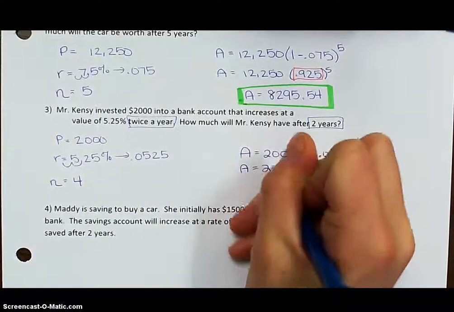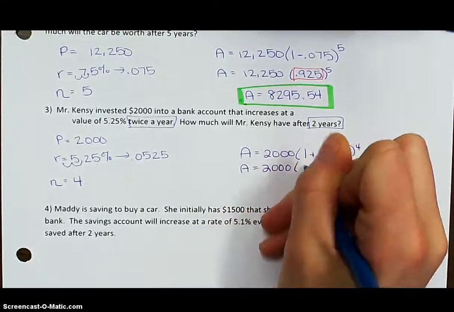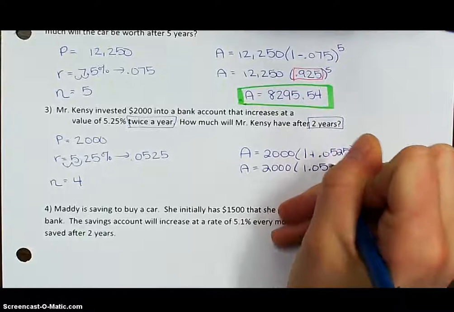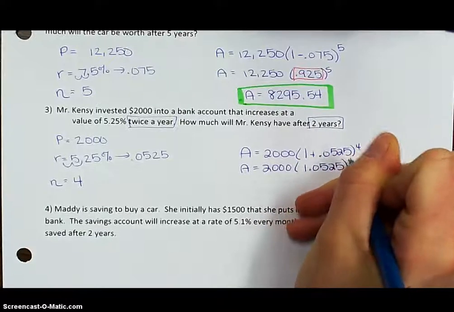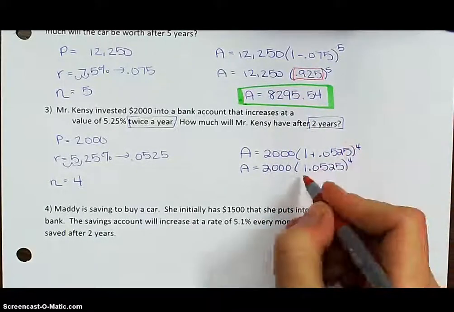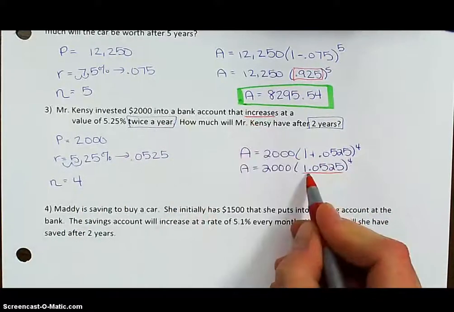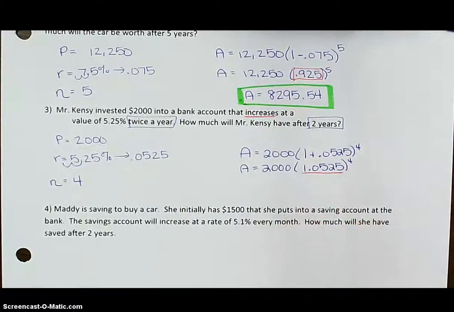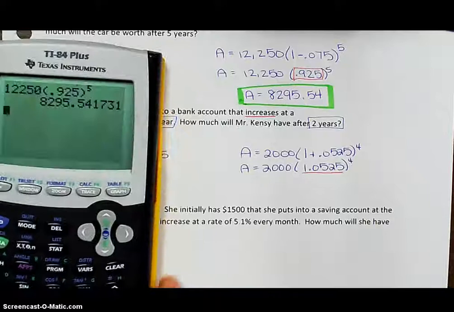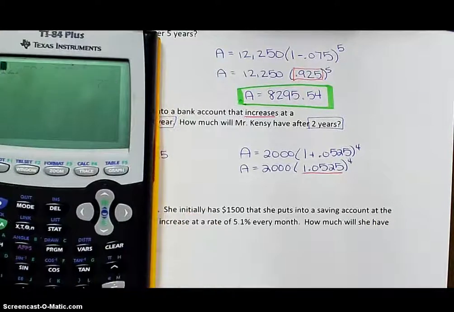So now I'm going to go ahead and add together what's in the parentheses. Now if I look very carefully, this number here is bigger than 1, and because I am increasing, this value should be bigger than 1. Let's go ahead now, plug it in the calculator, and see what we get.